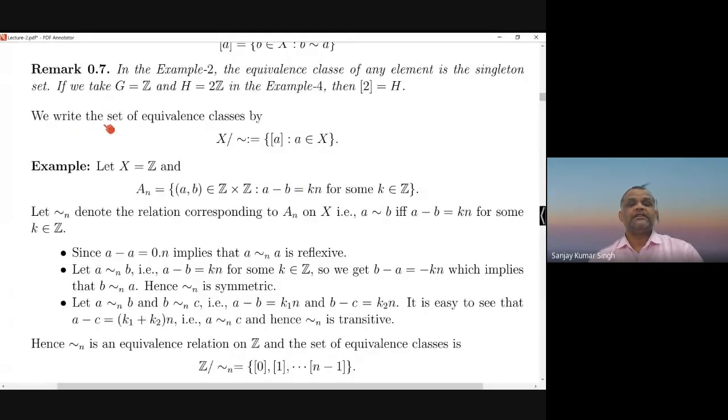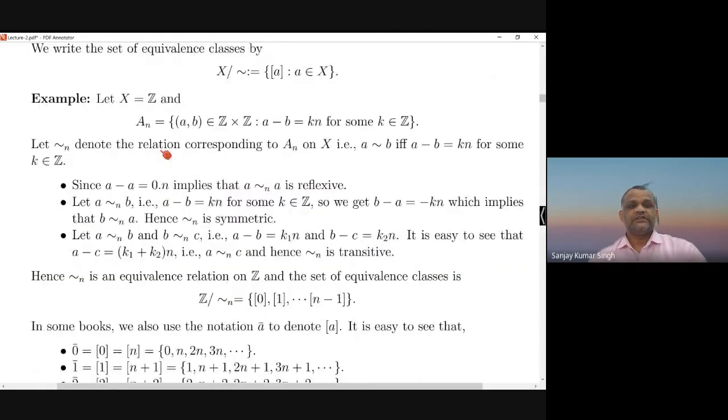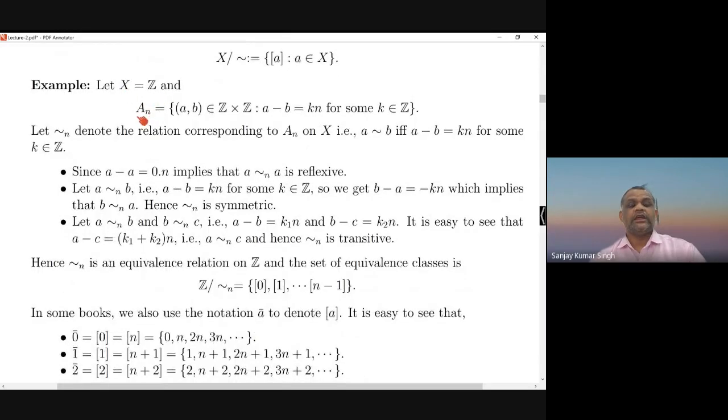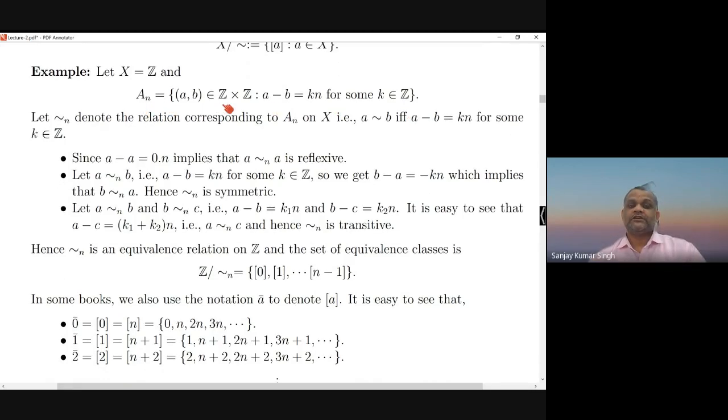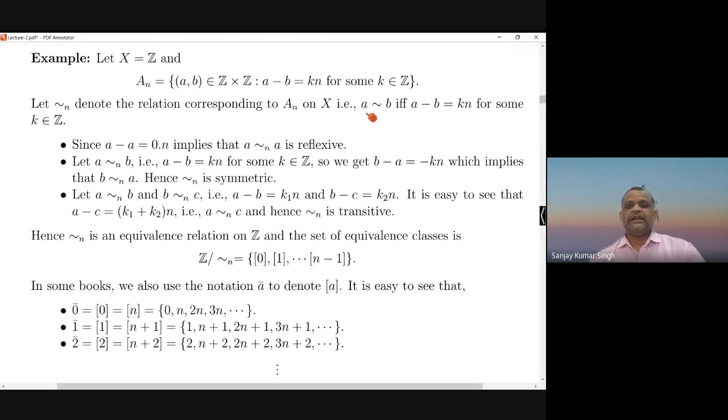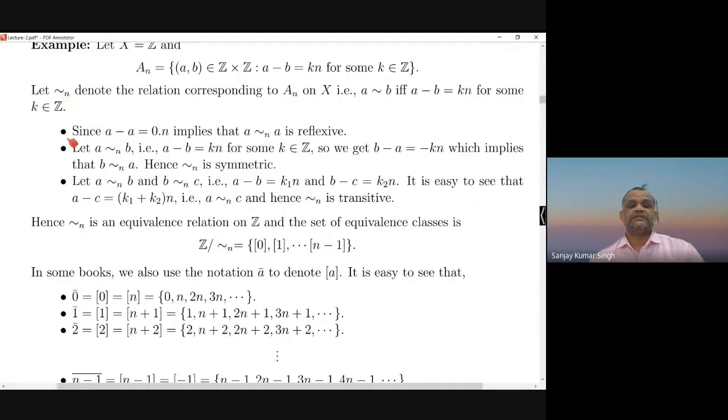So some notation: we will write the set of equivalence classes as X by tilde, where it has all equivalence classes of A, and for each class I will take only one A. So for example, let X be equal to Z, and now take a subset of Z cross Z represented by Rn, it has all elements A and B such that A minus B is equal to Kn for some K in Z. Then, of course, it is a subset of Z cross Z, so it will give you a relation on Z. Now, it is easy to check that the relation given by Rn, denoted by tilde n, is basically saying that A is related to B if and only if A minus B is equal to Kn for some K belonging to Z.